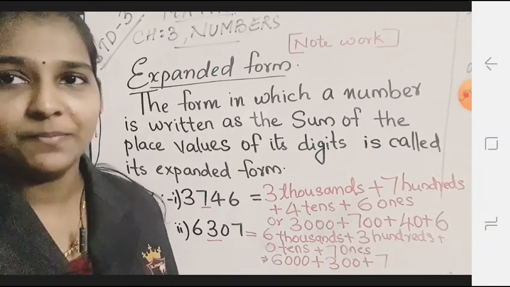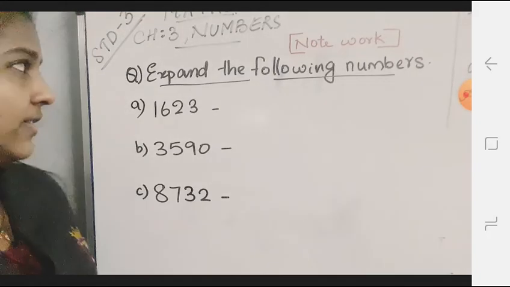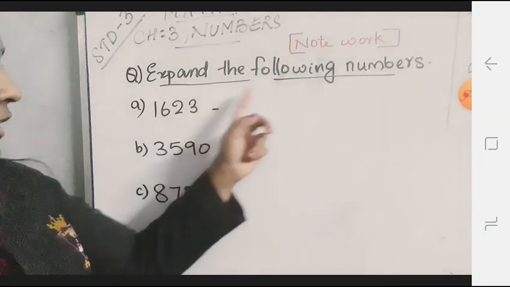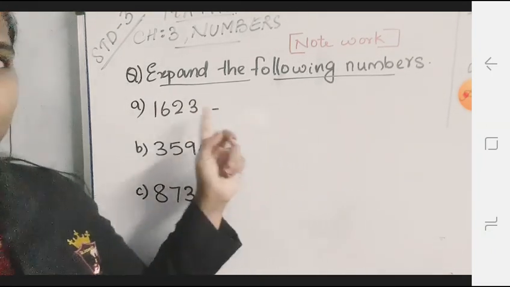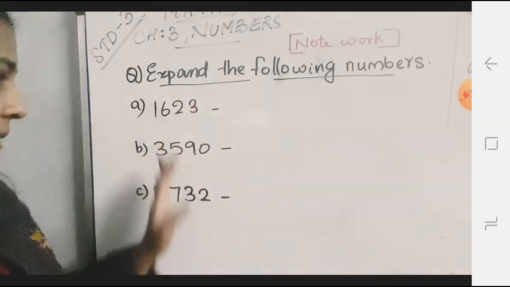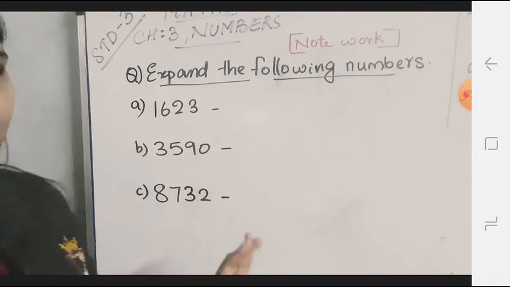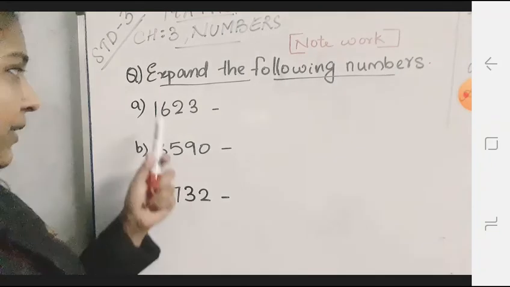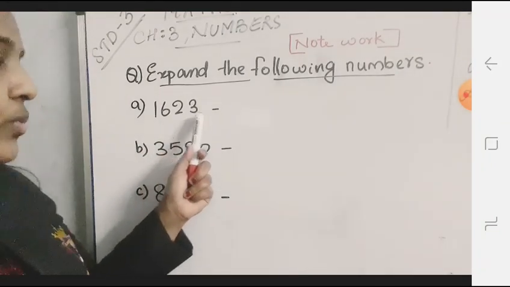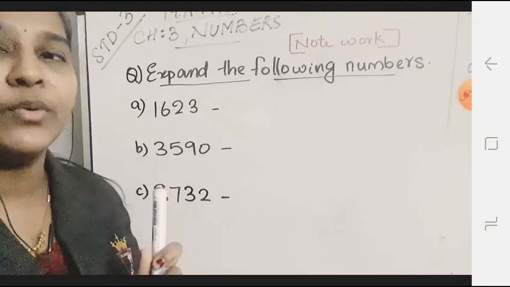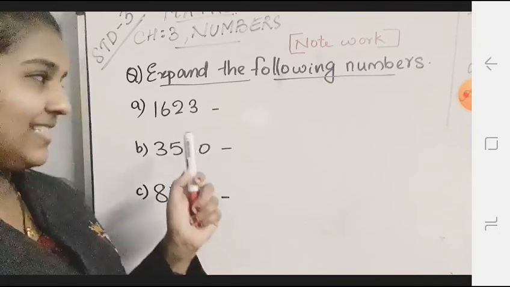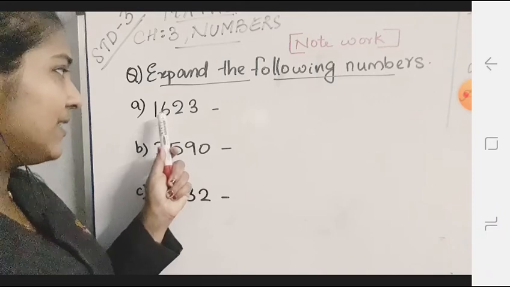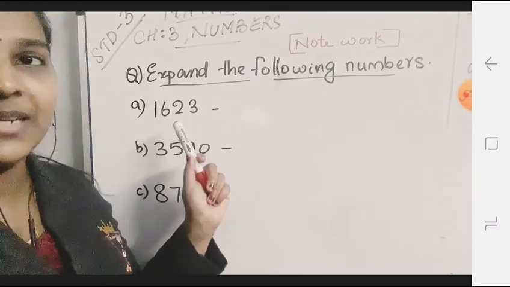Always remember. Okay, so let's discuss some more questions of expanded form. Children, here are some questions. Expand the following numbers. Some numbers are given here. You have to expand these numbers. First number, 1623. Children, first you tell me how to read this number. Yes, 1 is in thousands place, isn't it?